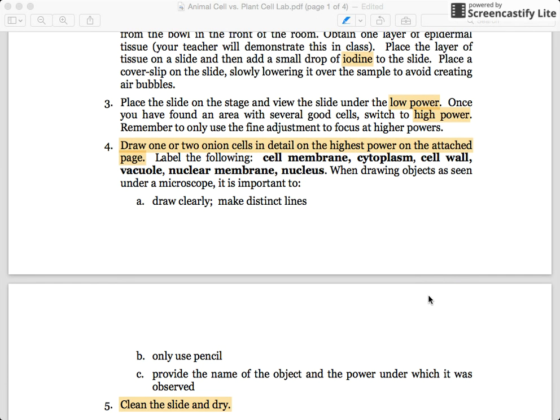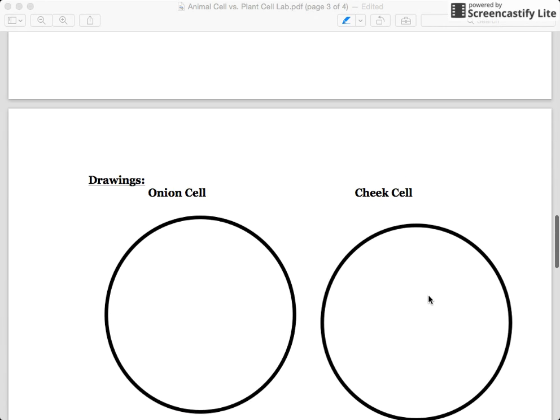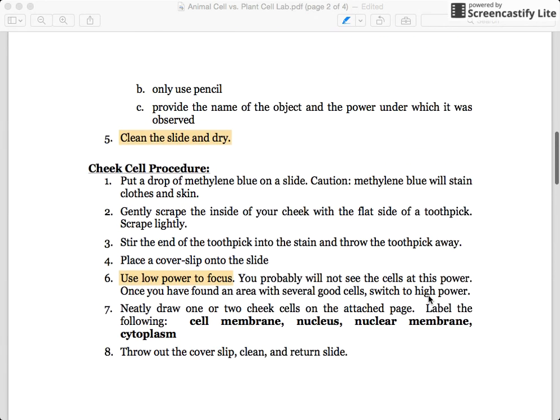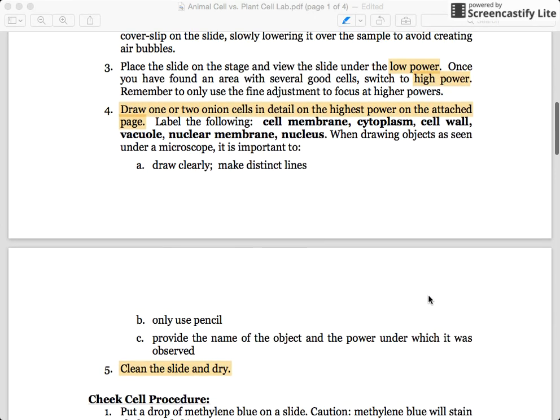For the next step, you can do 2 things. You can either draw the onion cell in the area below here, or you can take a picture of the onion cell and insert the picture into your PDF. Once you do either of these 2 things, you're going to label the cell membrane, the cytoplasm, the cell wall, vacuole, the nuclear membrane, and the nucleus.